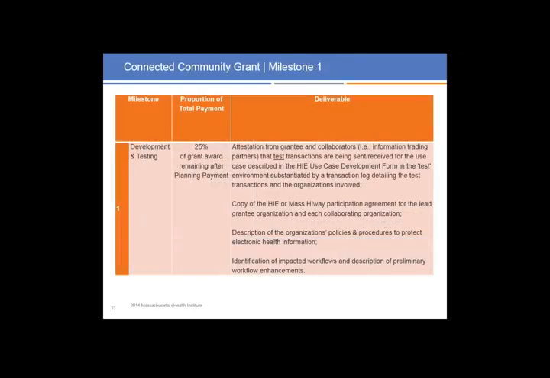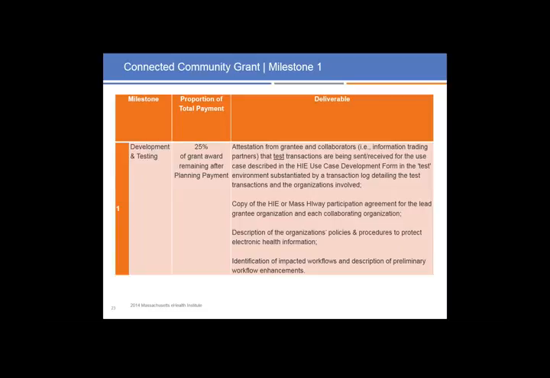The first milestone, after you complete your transformation plan and it's accepted by MeHI, is the development and testing milestone. This will be a 25% portion of the payment. The deliverables here are an attestation from the grantee and collaborators, including the trading partners, that the test transactions are being sent and received for the use case described in the HIE use case development form in the test environment, substantiated by a transaction log detailing the test transactions and organizations involved.